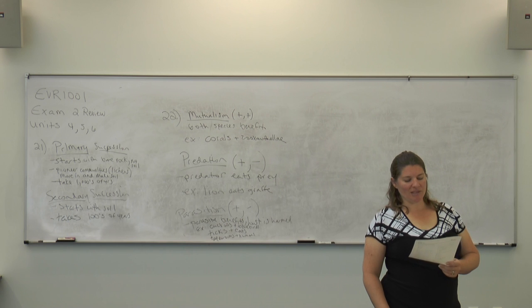Number 9, receives the least input of solar radiation. That's why it's so cold here. What's that going to be? The tundra, yeah, letter A. Number 9.